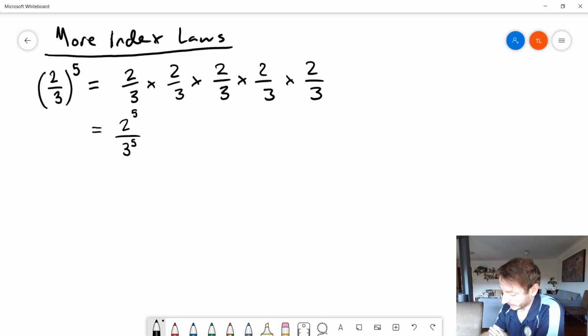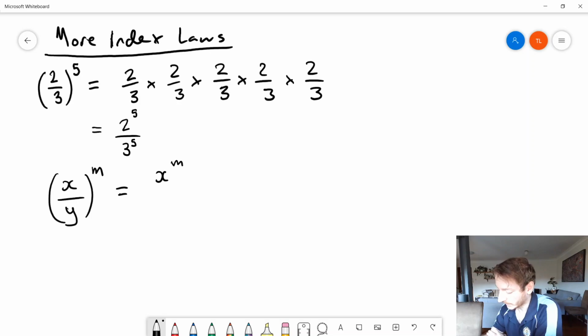So what we'll see is that, let's say we've got x over y all to the power of m. Well, we can just do it like that. And let me fix that. x to the m over y to the m.